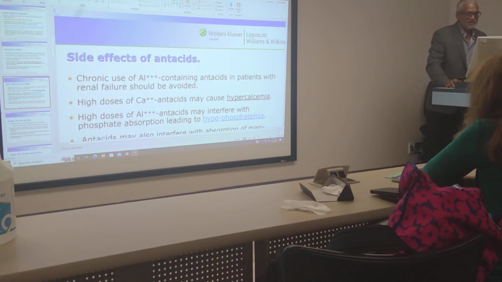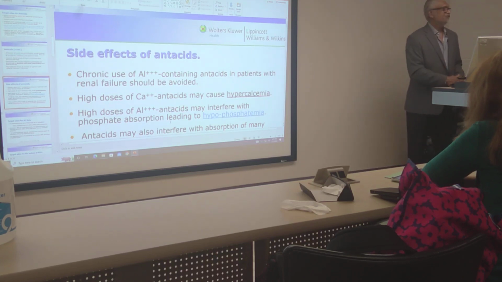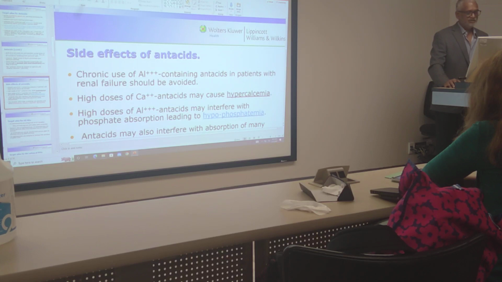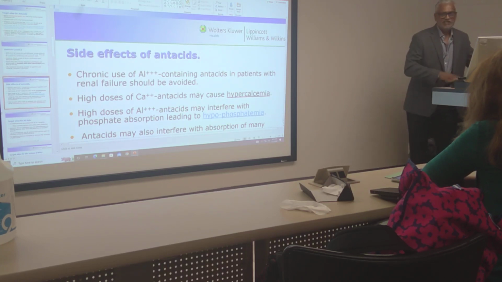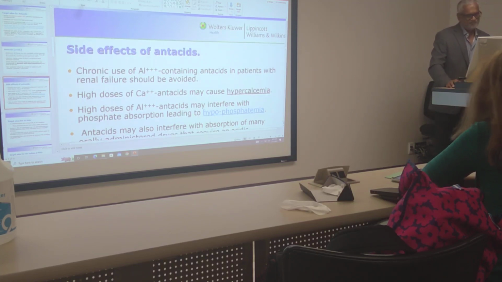High doses of calcium antacids may cause hypercalcemia, but this is, as I said, a rare condition to occur. But there is something on hypophosphatemia. Aluminum-containing antacids interfere with the absorption of phosphate. You know, phosphate is an important inorganic material required for all the biochemical reactions, cellular and systemic, so they may want to watch out. They may run into a hypophosphatemia condition.